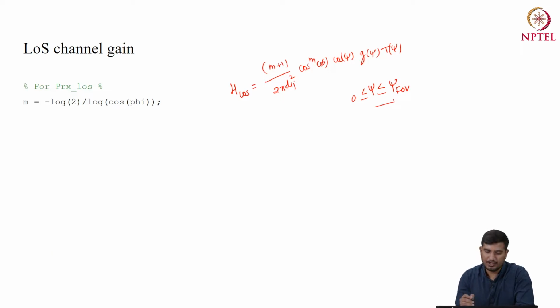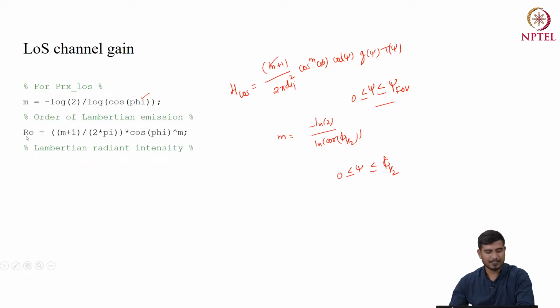So the first thing you need to simulate is the Lambertian parameter, or Lambertian order. So m is nothing but the natural log of 2 divided by the natural log of cos of the semi angle. This is simply what we have mentioned here, and we have already mentioned the value of phi earlier. This phi again is limited within the LED semi angle value. So this is how you can get the value of m, the Lambertian order.